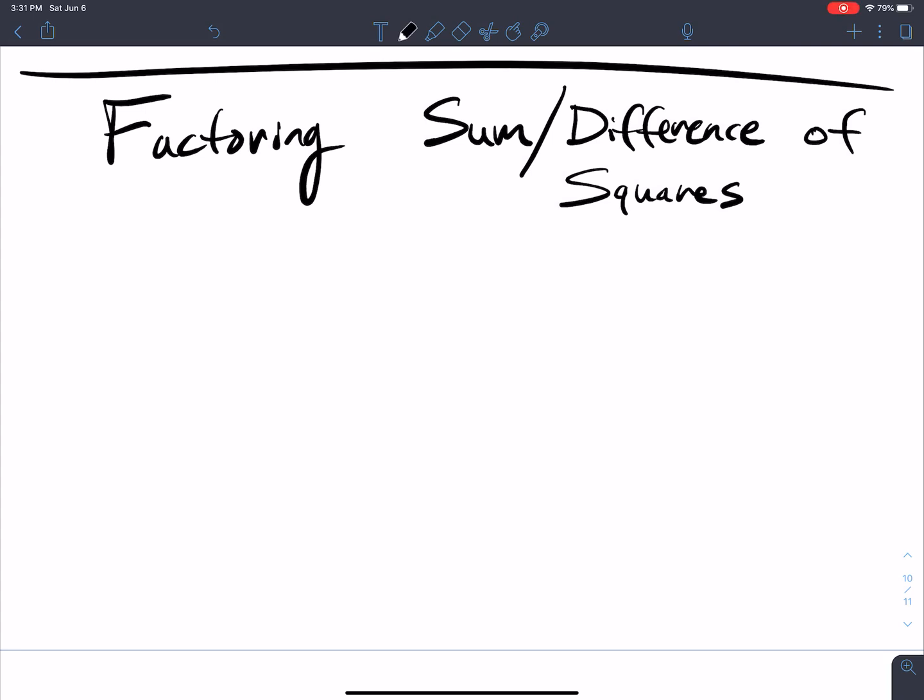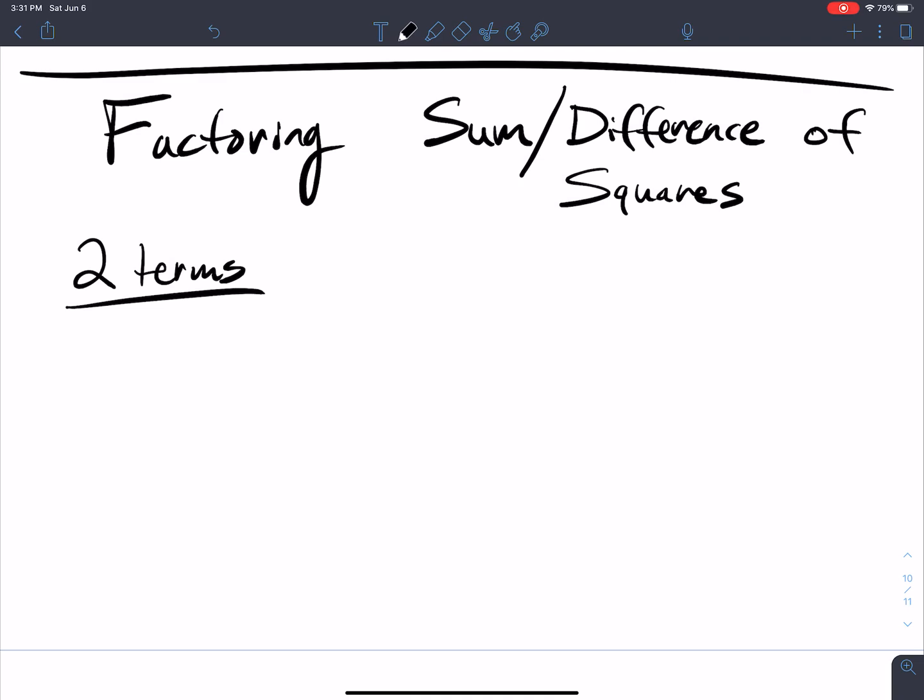Okay, in this video we're going to talk about how to factor sum and difference of squares. In the last video we talked about factoring. Step 1, always check the greatest common factor, the GCF. Then step 2 is count the terms. In step 2 we did 4 terms and 3 terms. Now we're going to do 2 terms.